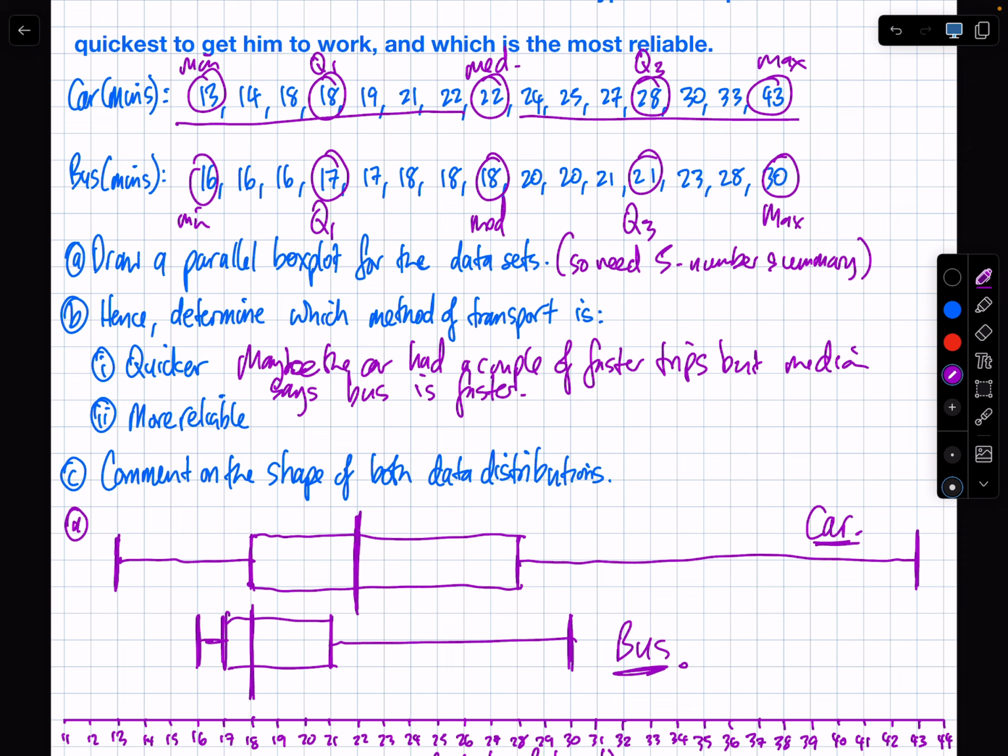I don't need you to say it exactly that way, but as long as you're saying stuff that's reasonable, I'm not going to mark you down. More reliable, the bus, because range and IQR are tighter, not as wide.